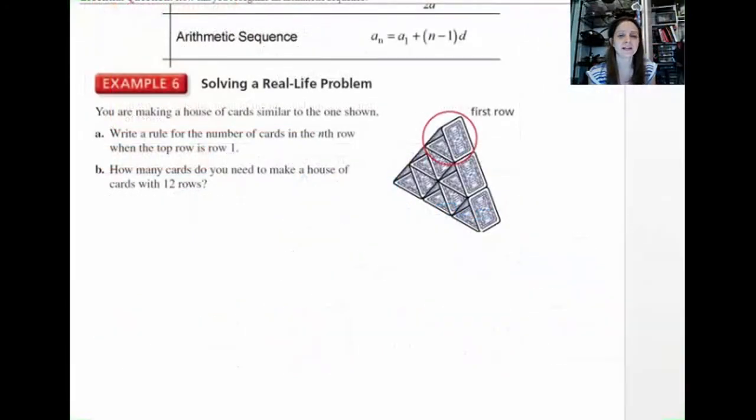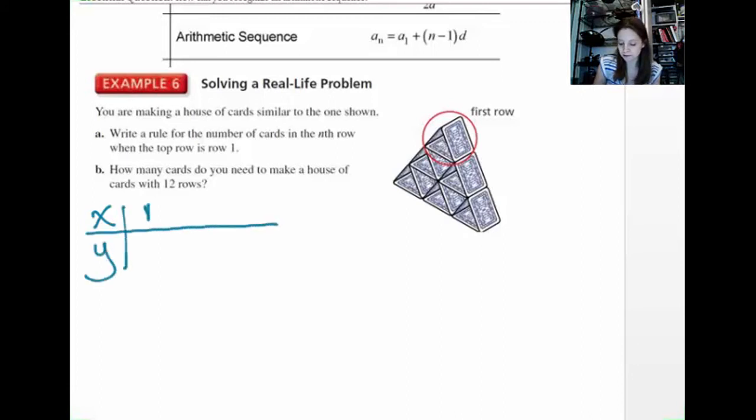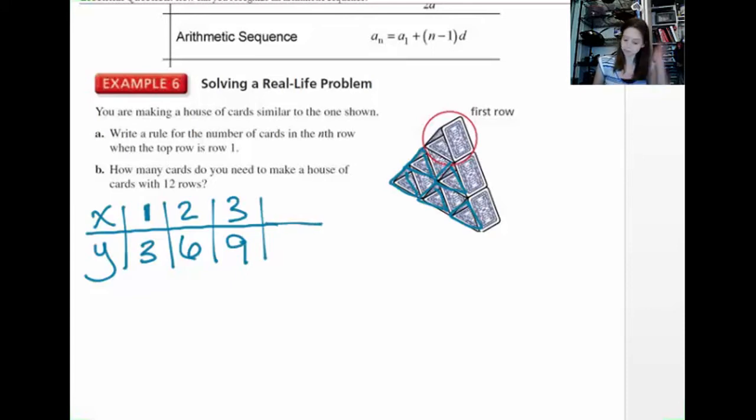Example 6, solving a real-life problem. You are making a house of cards similar to the one shown. A, write a rule for the number of cards in the nth row when the top row is 1. Start there. So, make a table. So the top row has 3 cards. They've circled it. The second row has 6 cards. The third row, 1, 2, 3 triangles, so that's 9, and so on. Okay, this is enough for me to write the arithmetic rule.